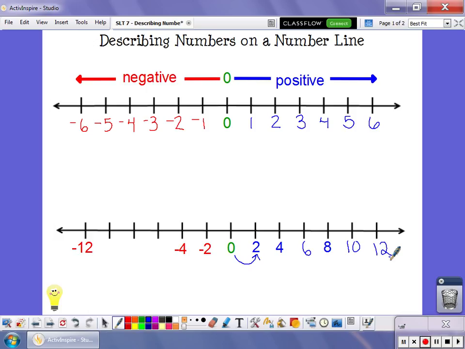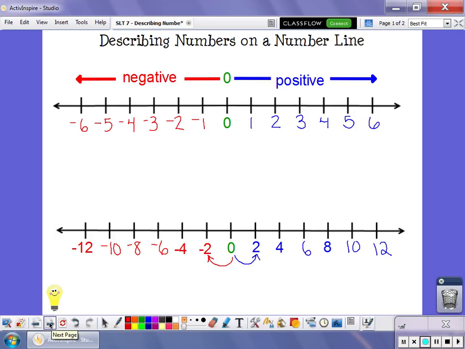Now, going the other way with my negative numbers, again, it's still going to have that same scale. If I go this way, it's still 2 away. It's just 2 in the negative direction. So negative 2, negative 4, negative 6, negative 8, negative 10.